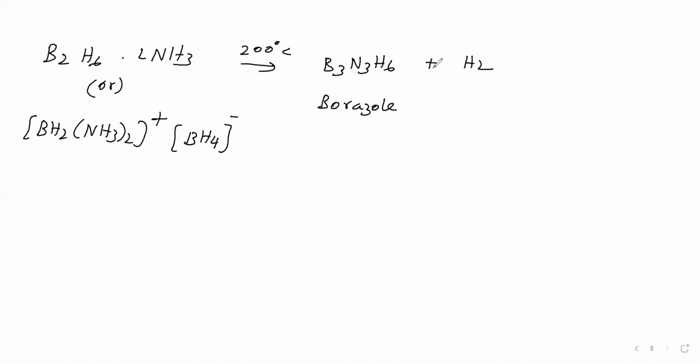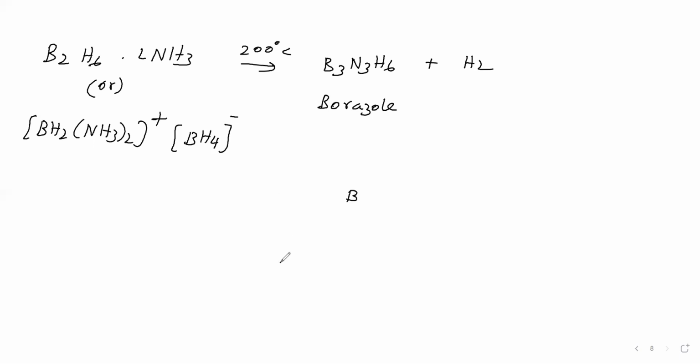Now, how are we getting hydrogen gas? That we'll see. Before that, we'll see the borazole chemical formula and structure. Then we can say how hydrogen gas is liberated. Now, the borazole chemical structure is the same as benzene. How benzene is there, like that this borazole structure is there. So we'll write the boron atoms.